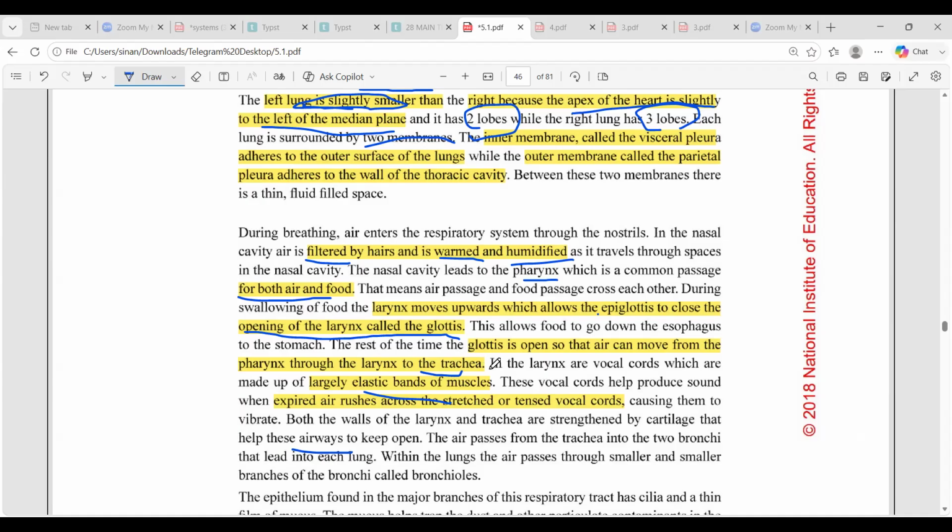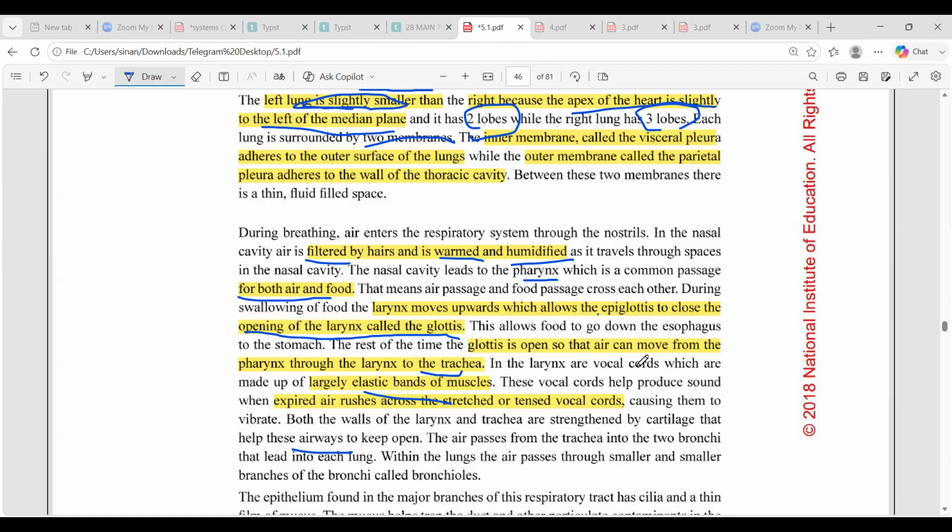And then let's move to this one. This allows the food to go down to the esophagus, to the stomach. The rest of the time, the glottis is open so that the air can move from the pharynx to the larynx to the trachea.